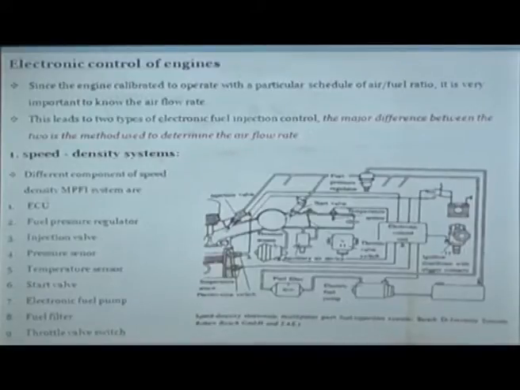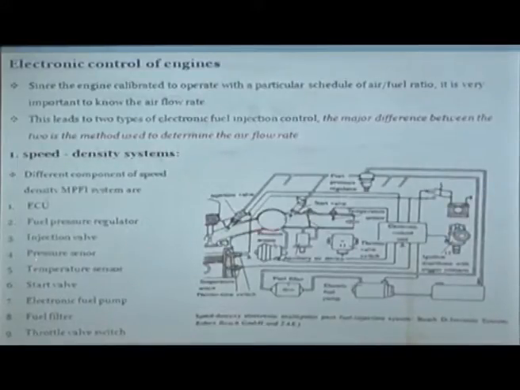When you are measuring directly, your measurement will be more accurate, because suppose there are deposits here, this cannot account for this. Suppose there is wear, it cannot take that into account; this system will not be sensitive to those. Whereas if you are measuring the mass flow rate directly, all those things will be accounted for in a direct measurement system.